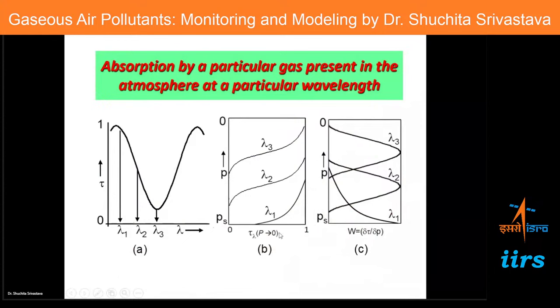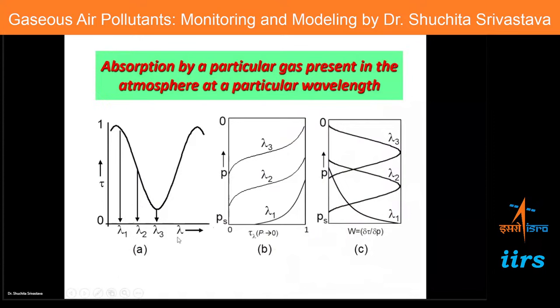Here in the second plot, you can see the variation of tau with respect to altitude. Tau is the transmittance, so it is 0 to 1. And here you can see the variation of tau for each wavelength, lambda 1, lambda 2, and lambda 3. First we consider lambda 1. Lambda 1 is very poorly absorbed by the atmosphere, by ozone or any target gas. So if the surface emits photons of wavelength lambda 1, what will happen? As we go up higher in the atmosphere, they will not be very strongly absorbed. So transmittance will rapidly increase and will reach a value of 1 very quickly, because these photons will not be absorbed strongly by the absorbing gas.